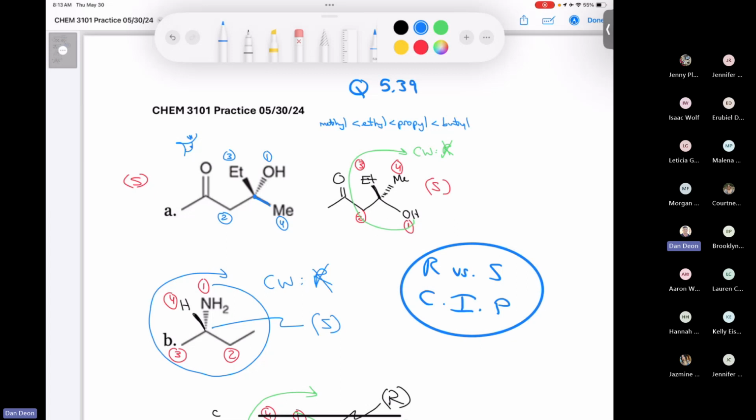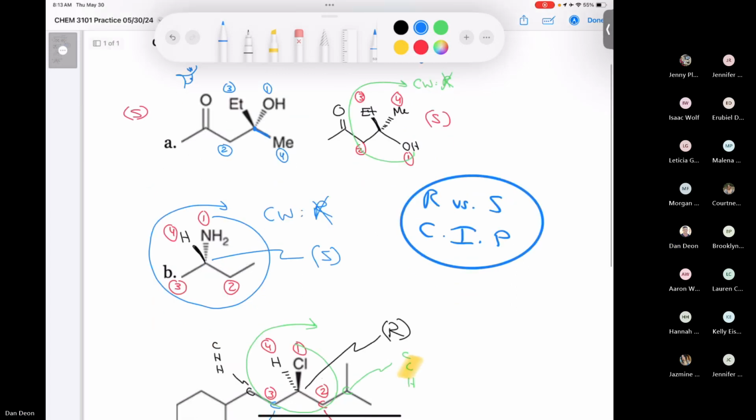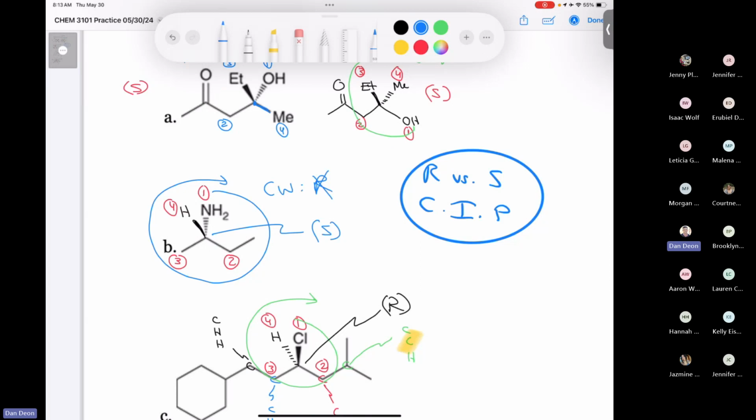So in B, yes, it's S because if the lowest priority group comes out towards you, you have to reverse the designation. All right, the way the rules work is the lowest priority group has to be behind you. Okay, it has to be going away from you, but if it's coming in front, you just reverse it. R becomes S, or S becomes R. So in this case, we read it as if it was R, so it becomes S. Does that help?